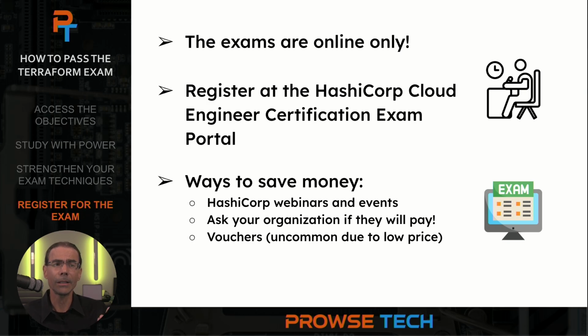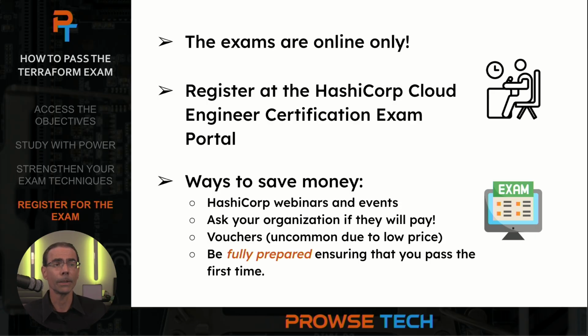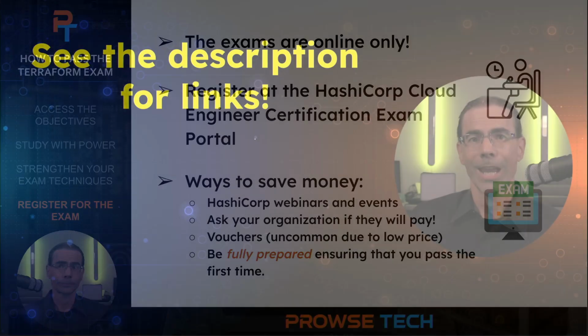Vouchers are uncommon. These are common with other exams, but they're uncommon with Terraform because of the low price, but you never know. You might find something, a voucher or a coupon, so keep your eyes open. But the number one way to save money is to be fully prepared, ensuring that you pass the first time. Because if you have to take it a second time, you got to pay out of pocket. Even if your company pays the first time, you'll probably have to pay the second time. But either way, you don't want to have to pay out of pocket, so be fully prepared so that you've passed the first time.